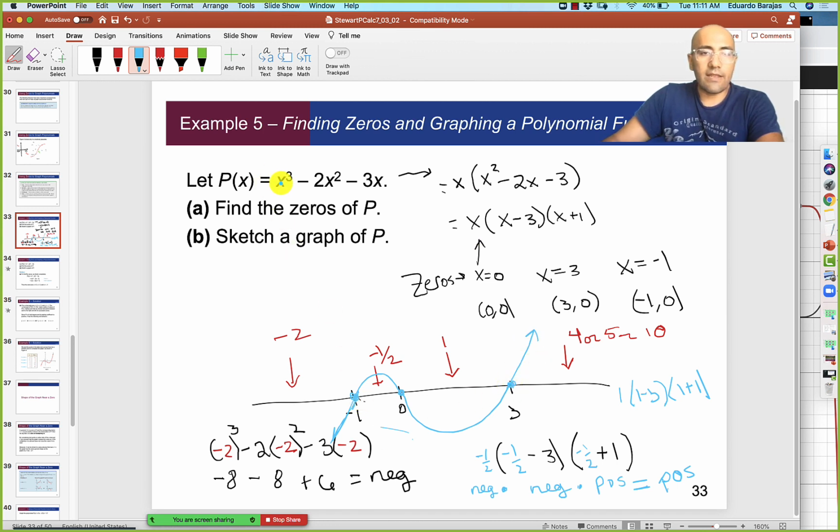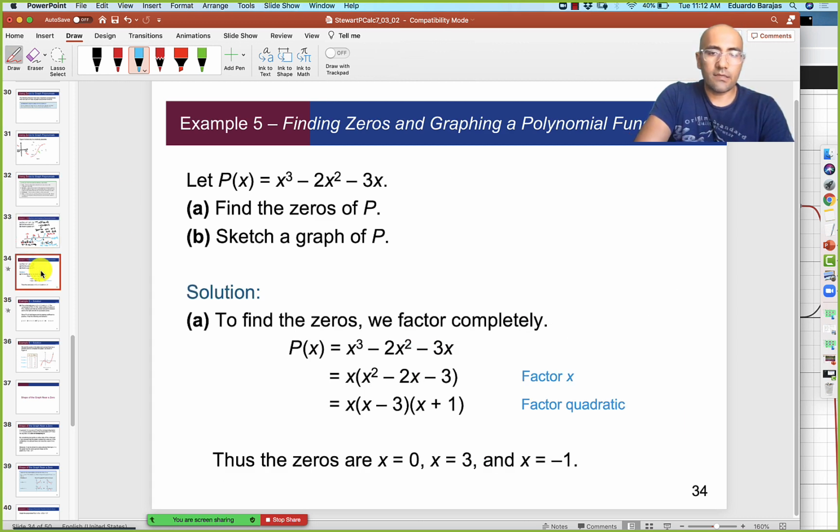Also, keeping track of end behavior, it matches what I expected. Remember that end behavior for very large values of x is going to follow this leading term, so it matches what I expected. As x goes toward positive infinity, the output goes toward positive infinity. As x goes toward negative infinity, the output goes down toward negative infinity.